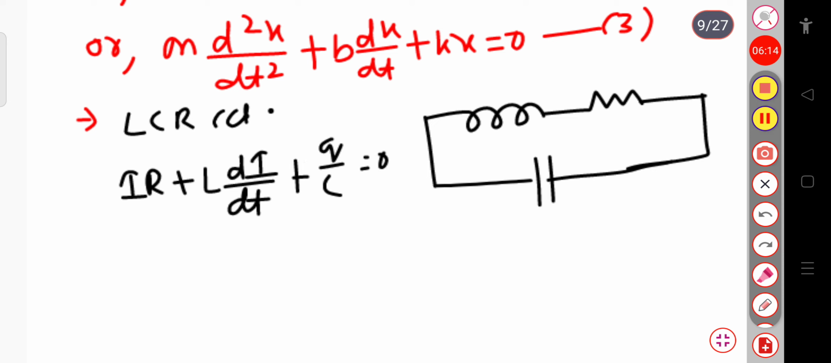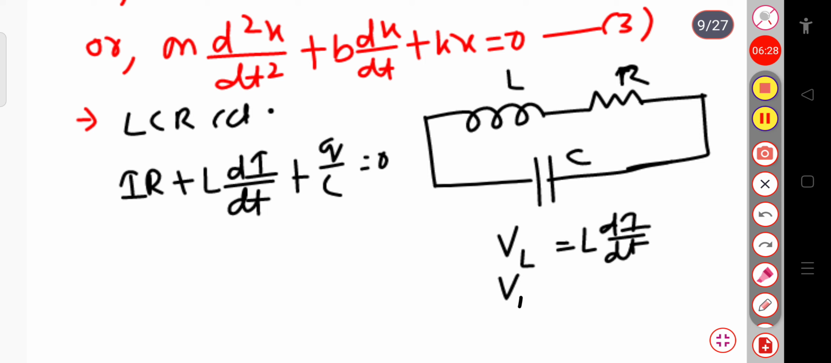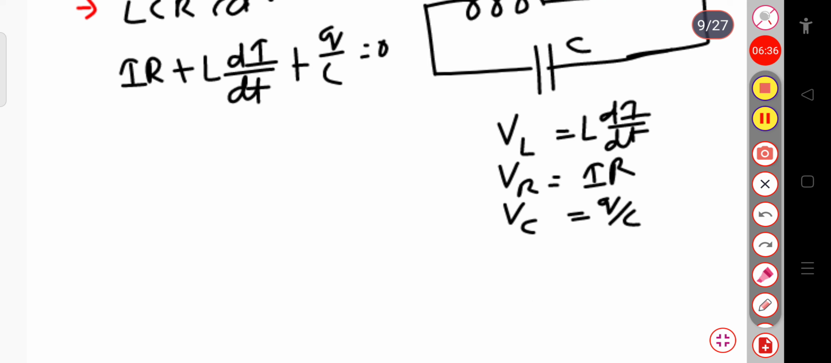Or we know VL, this one is your inductor, this one is your resistor, and this is your capacitor. You know VL equals L di by dt, the voltage across the resistor equals IR, and the potential for the capacitor equals Q by C. And also you know I equals dq by dt.